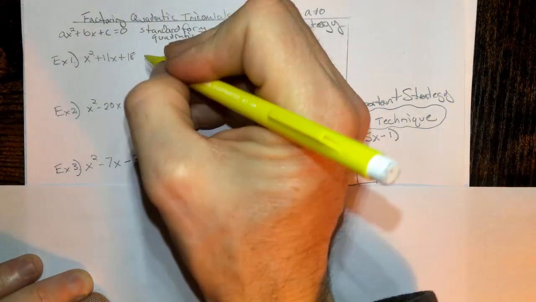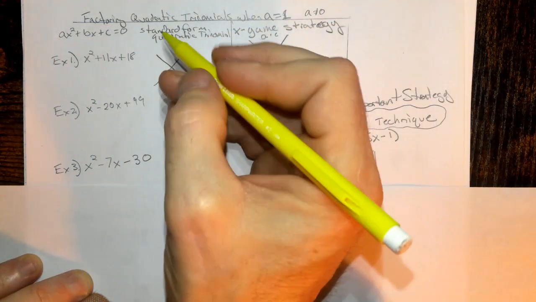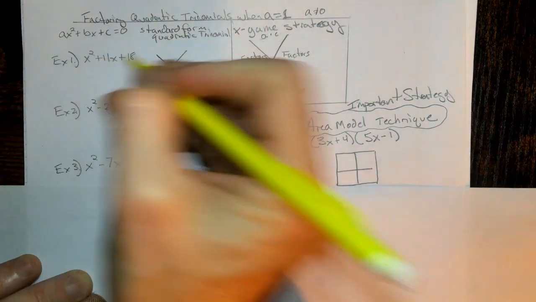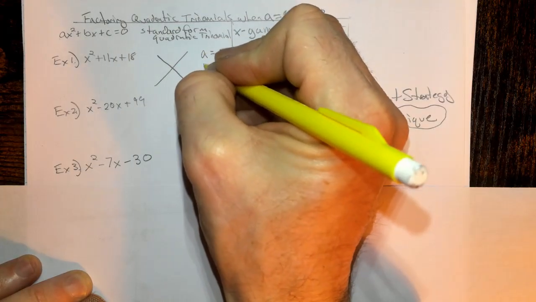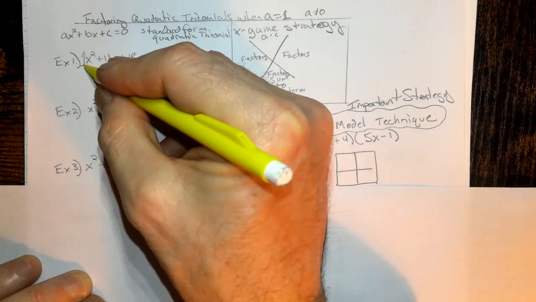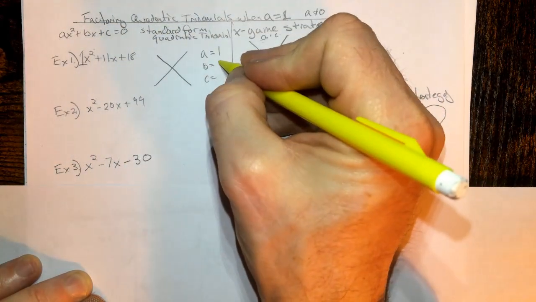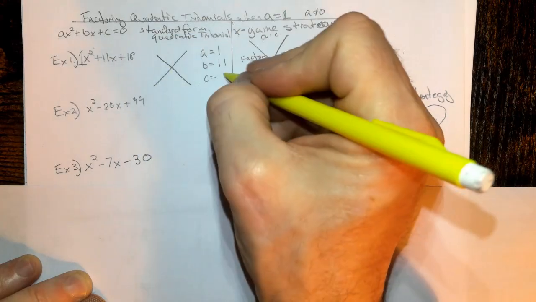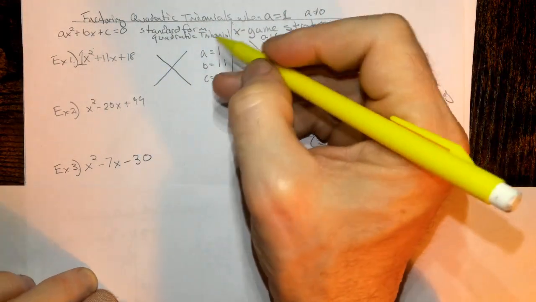So if I take my X games and put it off to the side here, I need to figure out what a, b, and c are in this problem. So a equals, b equals, and c equals. Well, a is the coefficient of the x squared term, so it's 1. B is the coefficient of the x term, which is 11, and c is the constant, 18. And so now I know those three values.